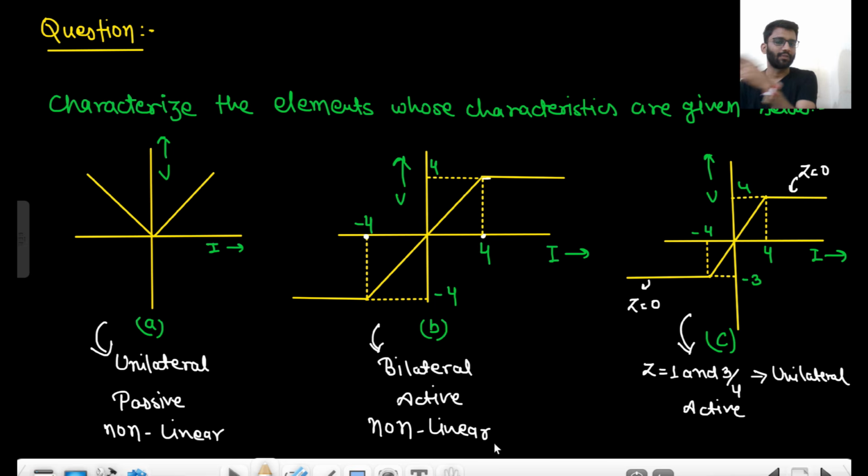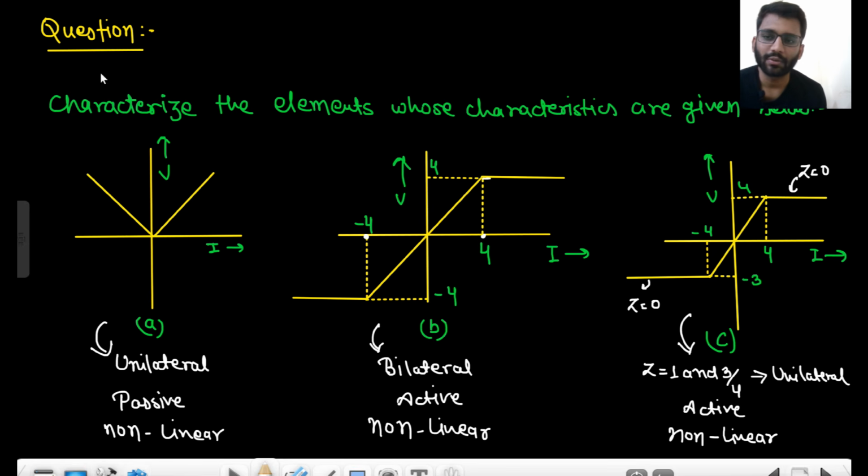Not after 4 and minus 4. Not after or before 4 and minus 4. So the straight line passing through origin should always be there. Similarly for this as well, this is also non-linear because the straight line passing through origin is not always there. Okay, so this is also known as a non-linear element. Okay, so did you understand it?